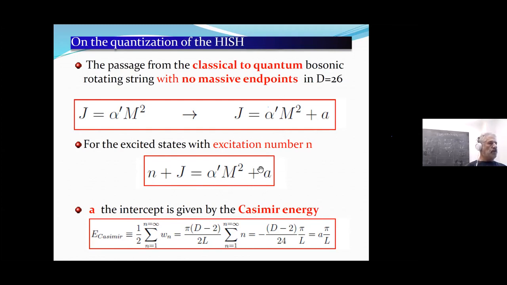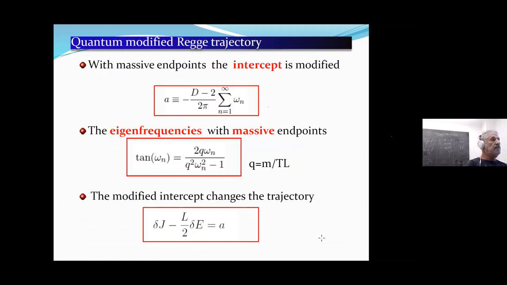the intercept, or for an excited state, it will be n plus j goes into alpha prime m squared plus a, where a is the intercept, which is related to the Casimir energy. So the Casimir energy is the sum of the eigenfrequencies for a massless string, just the sum over m. Using the theta function, we get this expression, and that's the definition of the intercept.